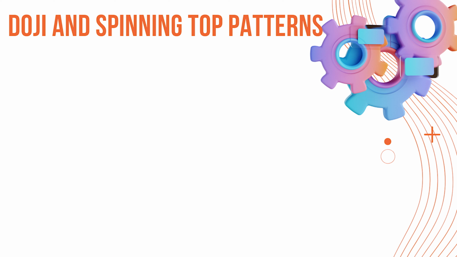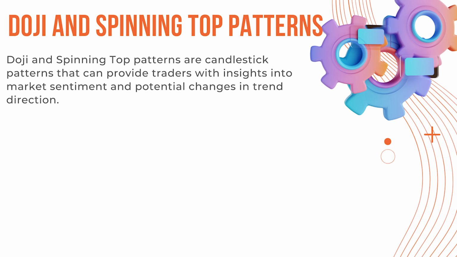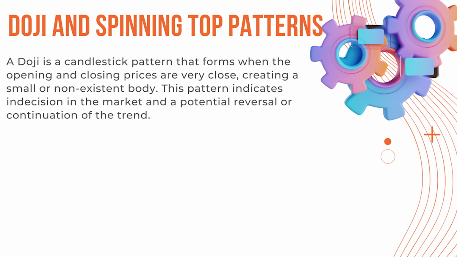And lastly, Doji and spinning top patterns. Doji and spinning top patterns are candlestick patterns that can provide traders with insights into market sentiment and potential changes in trend direction. A doji is a candlestick pattern that forms when the opening and closing prices are very close, creating a small or non-existent body. This pattern indicates indecision in the market and a potential reversal or continuation of the trend.